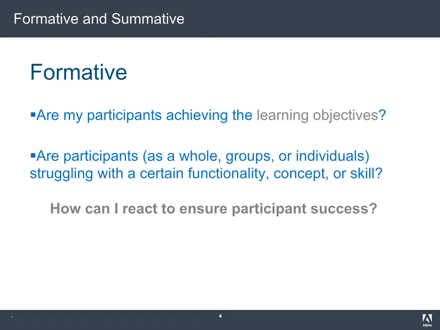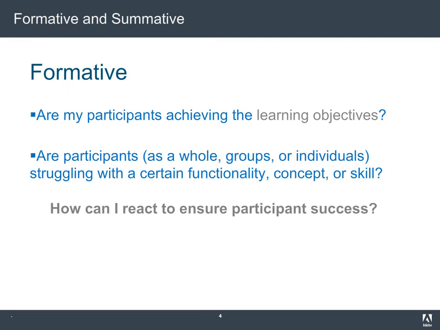We want to always ask ourselves, are participants achieving the learning objectives? Are they making progress toward achieving the learning objectives? And we want to check in with individuals, with small groups, and with the whole group as well. If we find that an individual or a small group or a whole group is struggling with a certain functionality or concept or skill that we are trying to teach them, then it allows us an opportunity to intervene in that moment and provide them with further support.